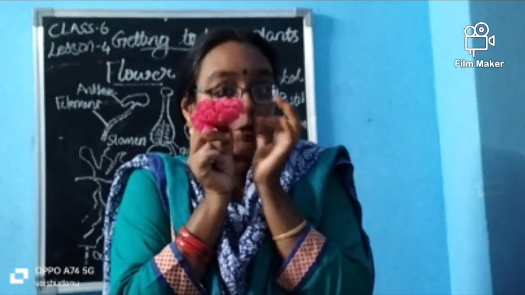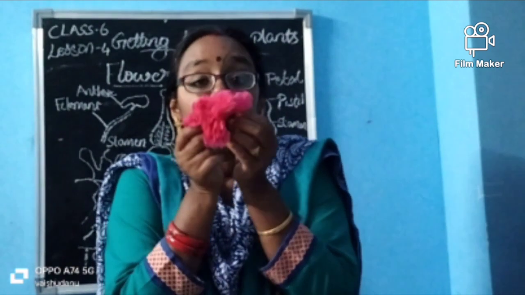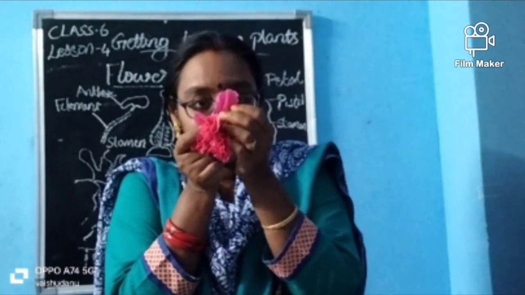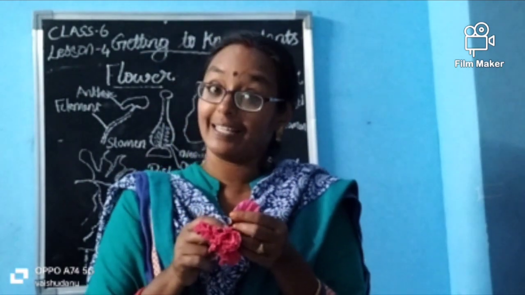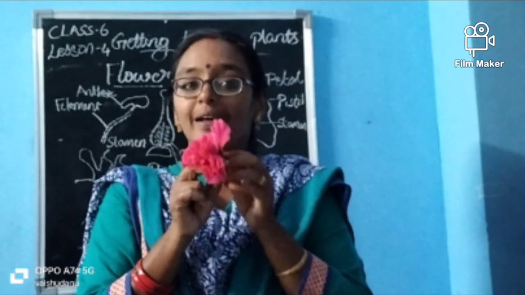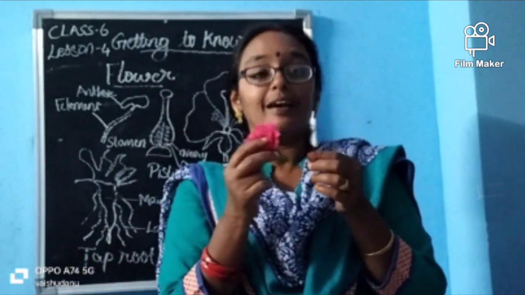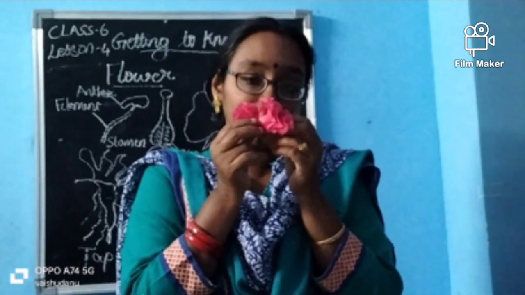Now the flower is having not only this male and female part, much more parts are there. Attractive parts. See, ma'am, how beautiful the flower is. Because of this soft and tender part, we are saying it as the petal. It's like the leaf only, but it is much more colored and much more soft.